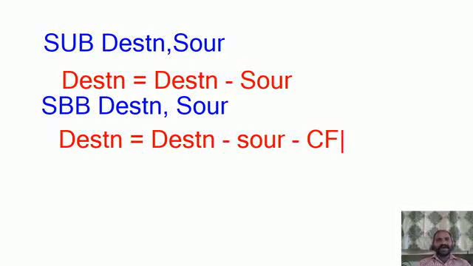Similar to this, we have one more instruction called DAS. Just remember these two instructions. We'll go back to our slide. The SUB instruction subtracts the source from the destination, and the final result is stored in the destination. The SBB instruction subtracts the source from the destination along with the carry flag and stores the final result in the destination.